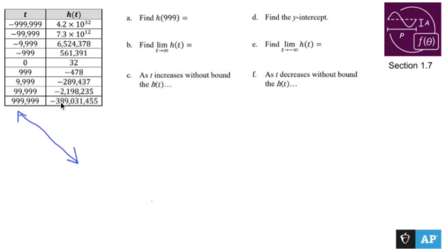Okay, there's some curves probably somewhere built in there, but all I know is on the very left to the very right, we go up, down, and that pattern doesn't seem to stop. So find h of 999. Well, it's right there. Negative 478. Don't overthink it.